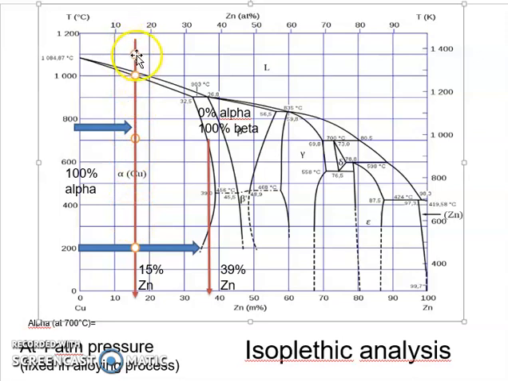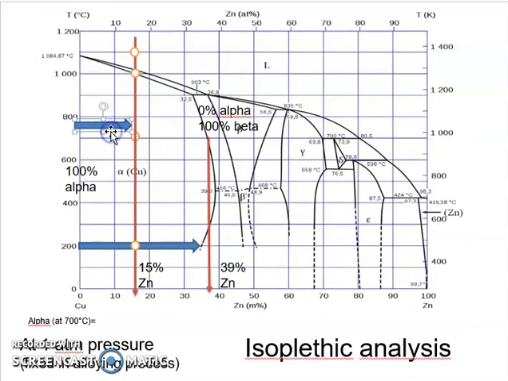The material is liquid above 1000 Celsius. At 1000 Celsius it solidifies. If we make a stage or a step in annealing or quenching, what if we stop here at 700 Celsius? So if we stop here at 700 Celsius, I want to know how much alpha phase we have.